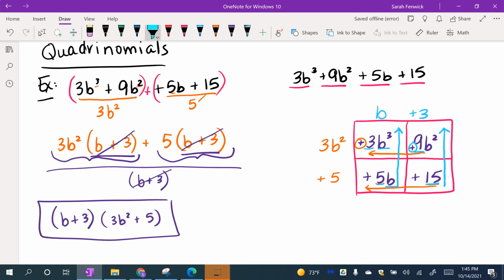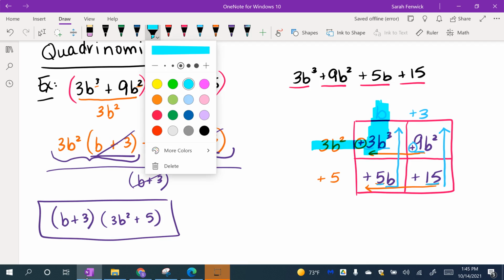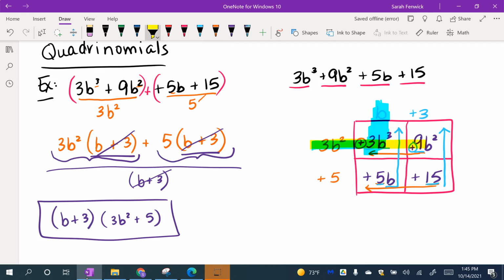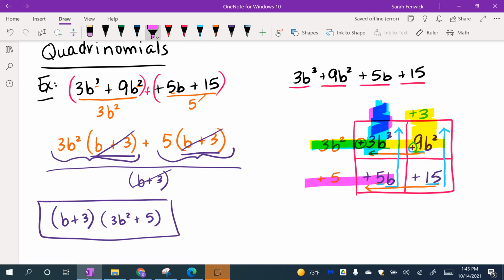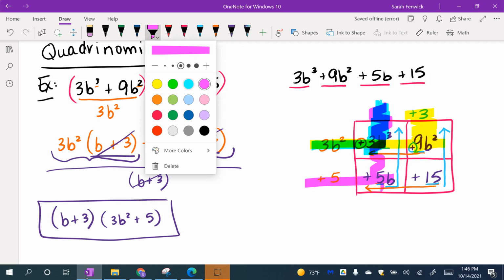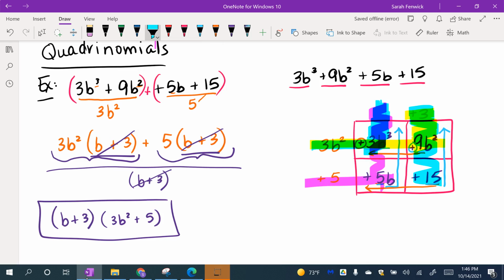So one of the reasons I like this so very much is because I can multiply back in and make sure that it works. 3b squared times b is b to the third. 3b squared times 3 is 9b squared. 5 times b is 5b. And 3 times 5 is 15. So you see that it works, and then you just write your answer.